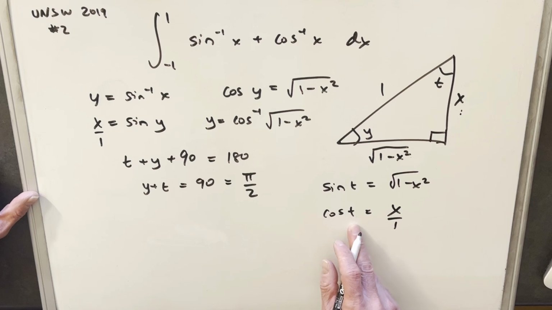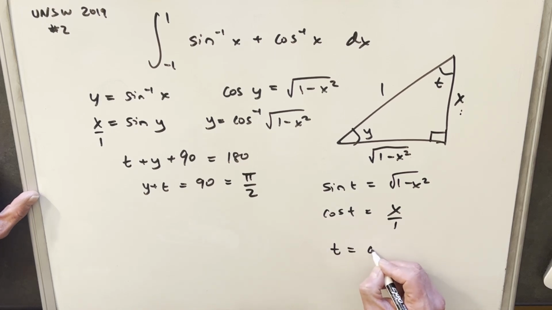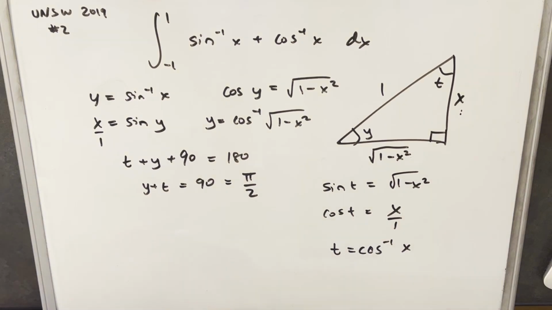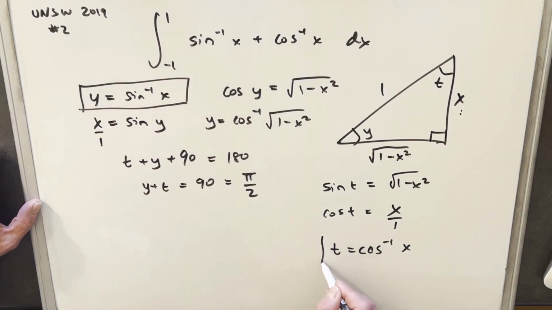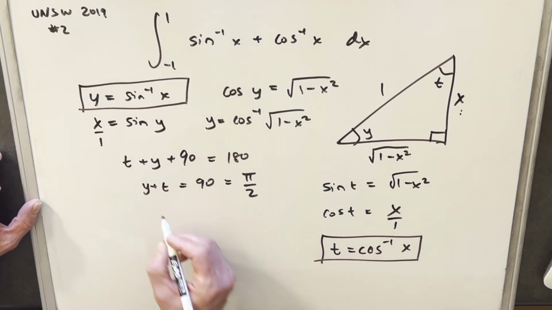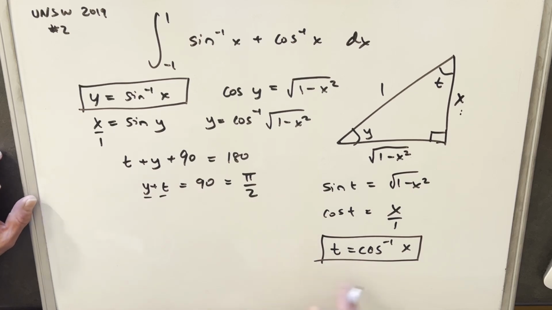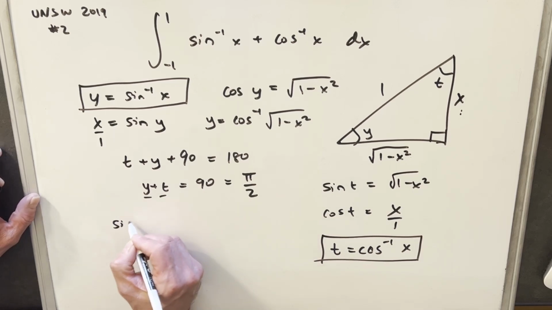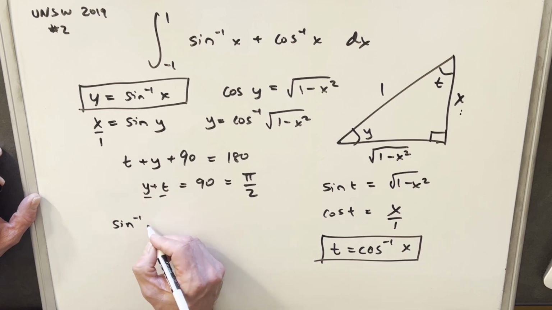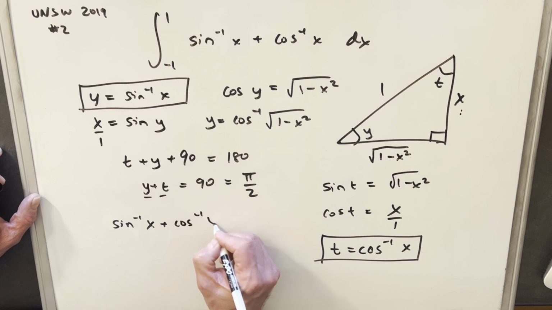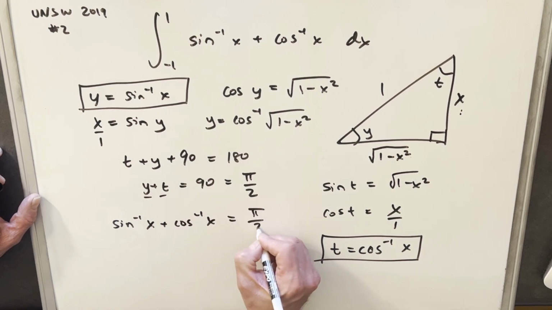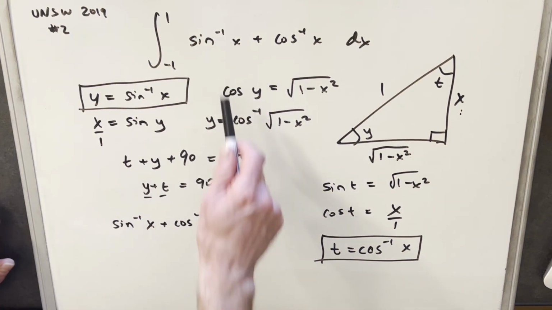But then if we want a nice expression for t, we can take the inverse here, and we'll see that t equals arc cosine of x. And that puts us in a good spot because we've got a value here for our angle y. We've got our angle t here, and we know what this equals. So we can just plug this back in, and plugging in y, we're going to have arc sine of x plus arc cosine of x equals pi over 2. But that's just our integral, right? That's what we have here.